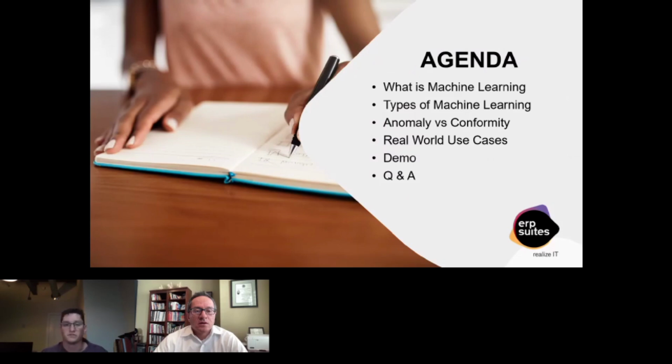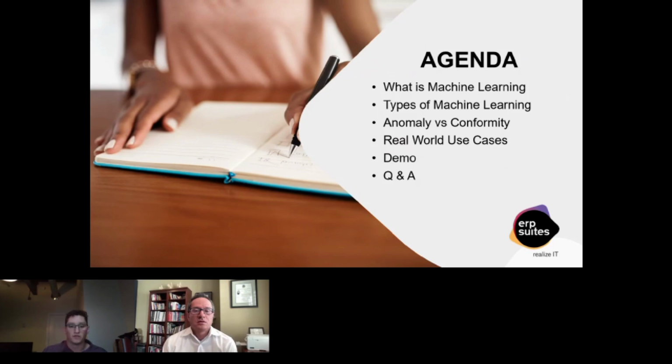We'll first start with what is machine learning, what is the basis of machine learning. Then we'll go into the types of machine learning, supervised, unsupervised, reinforcement are the three, and then anomaly versus conformity, and what's important about those, and why you need to do both. Really train on both. And then we'll go into some real world use cases. And then we'll end with a demo that we worked on at ERP Suites, building out around sales analysis and warehouse analysis using Oracle machine learning and really Oracle OCI capabilities. And then we'll end with a Q&A there.